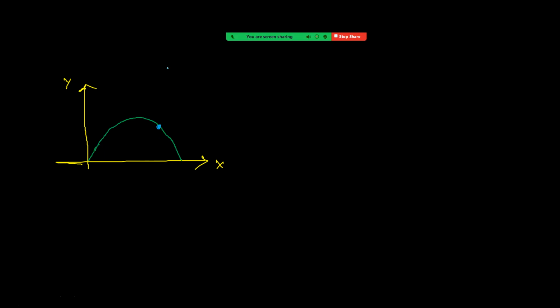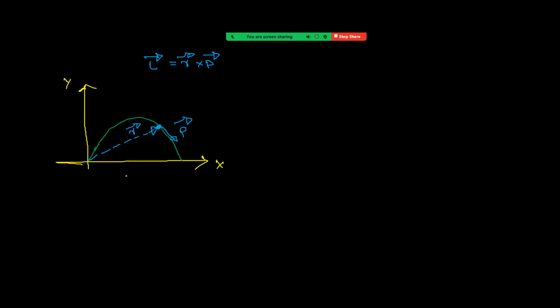Now we have to focus on the definition part. L bar equals R bar cross P bar. So what is the position vector and what is the momentum vector? We can see this is the position vector R bar, and the momentum vector is always along the tangent, that is P bar.